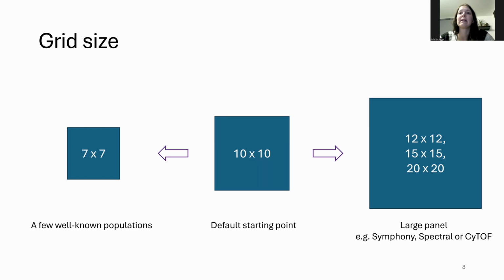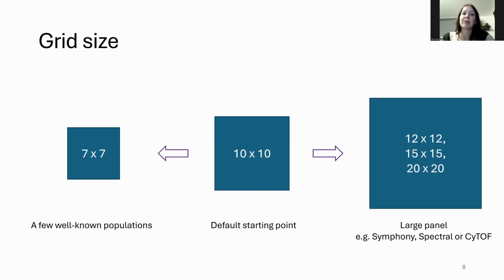So while I think the default of 10 by 10 is in many cases still a very good point, nowadays with larger and larger panels we typically also go to larger grid sizes, and in a few specific cases it also makes sense to go smaller.